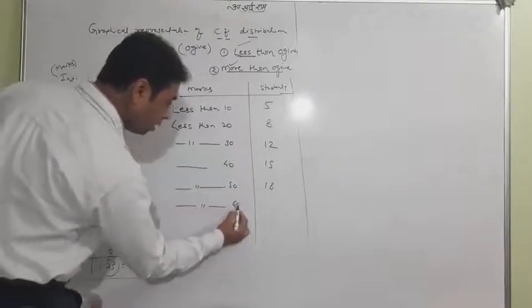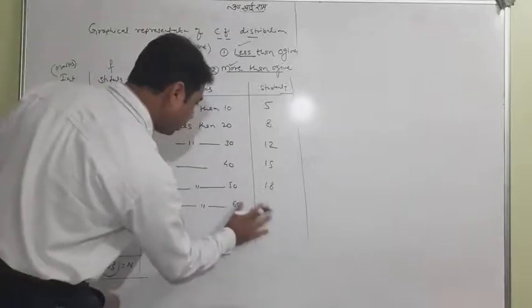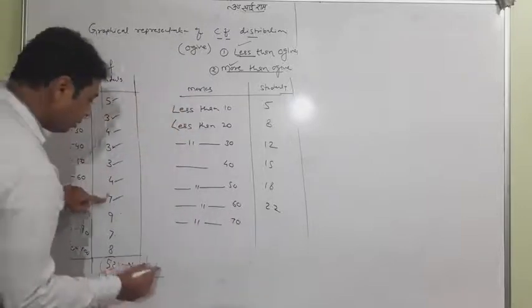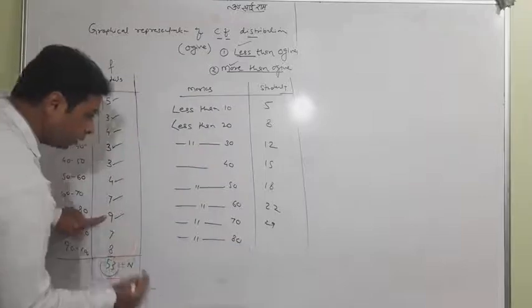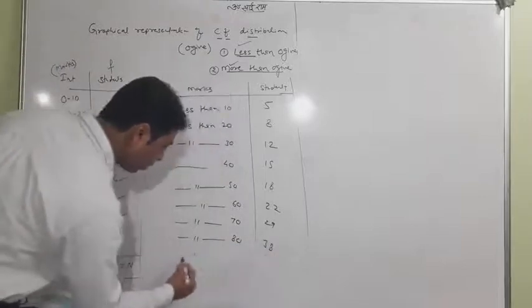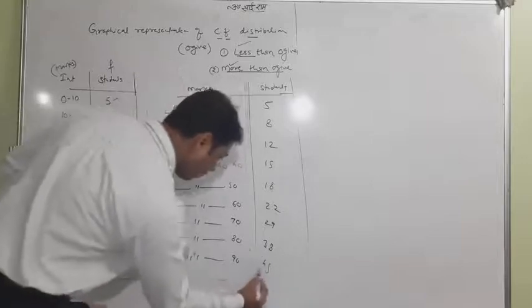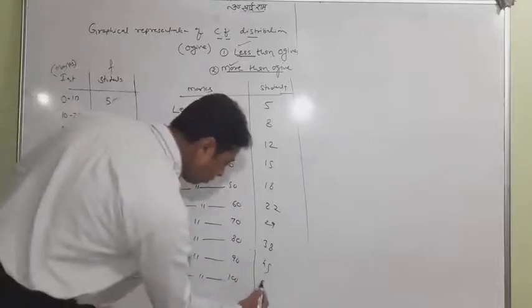Now it is less than 60, it will be adding 22. Less than 70, it will be adding 29. Less than 80, it will be adding 38. Less than 90, it will be adding 45. And less than 100, it will be adding 53.